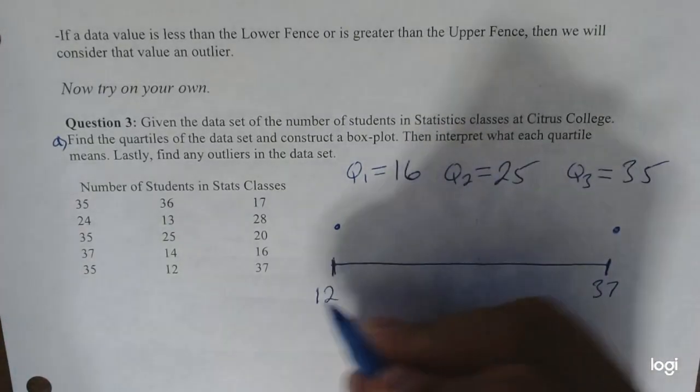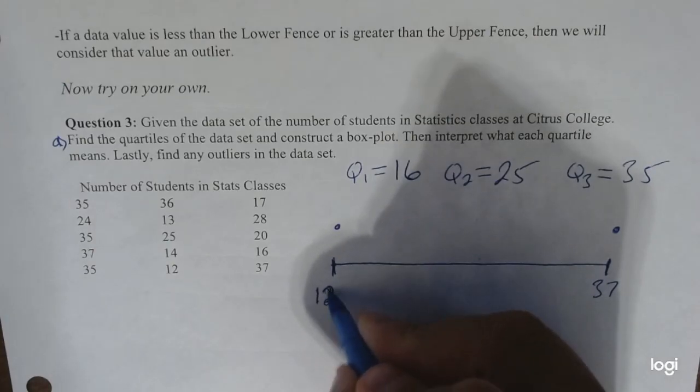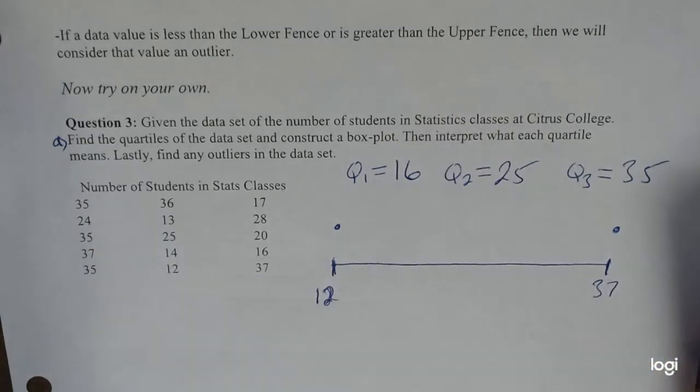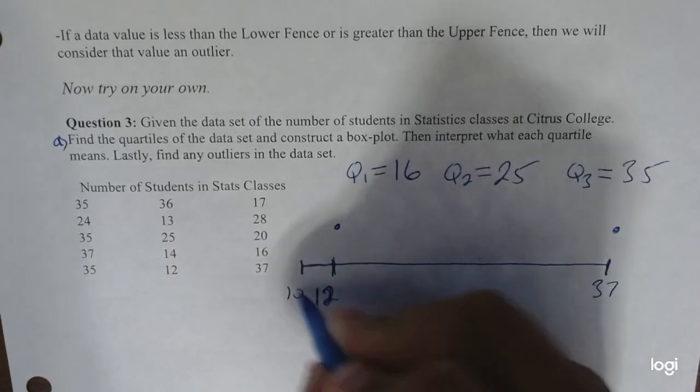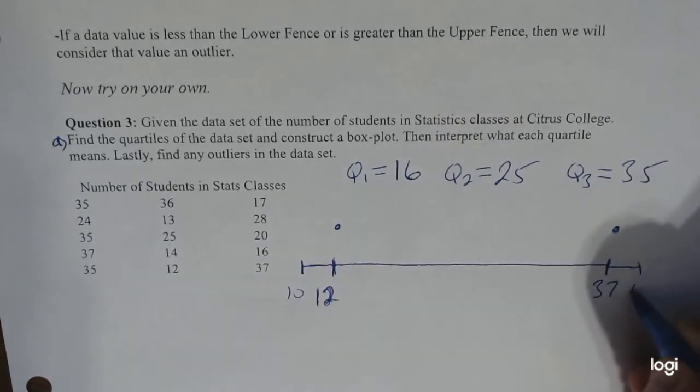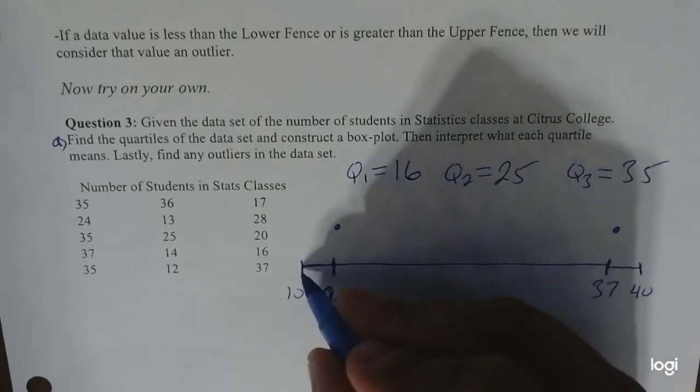I'm going to do my scale proportionally. It doesn't matter how far you want to go with your scale. Since the data goes to 37, I'll go by tens. So let's say this is 10 up to 40 here. I'll go by 10. So 10.